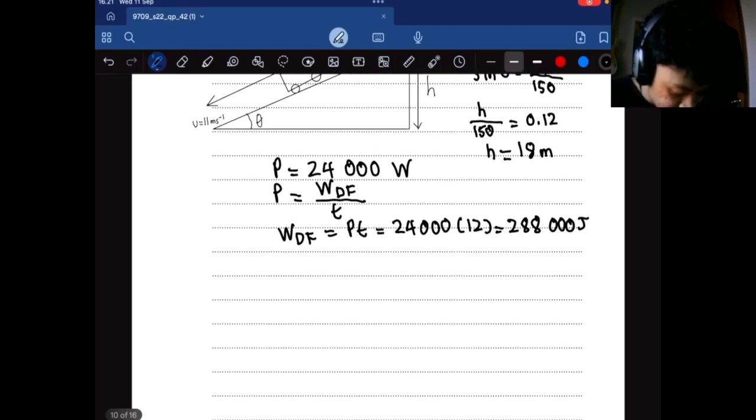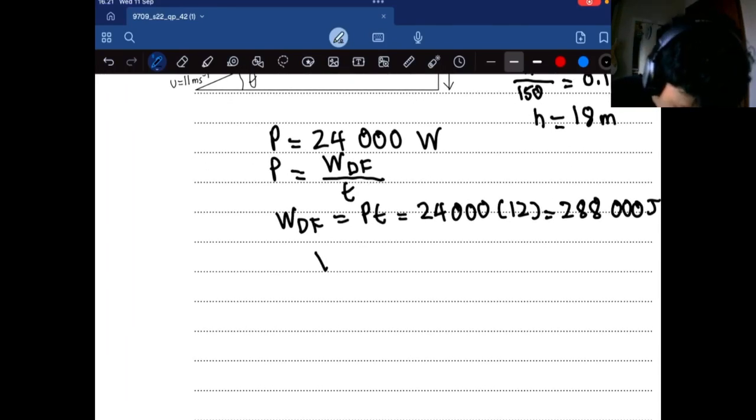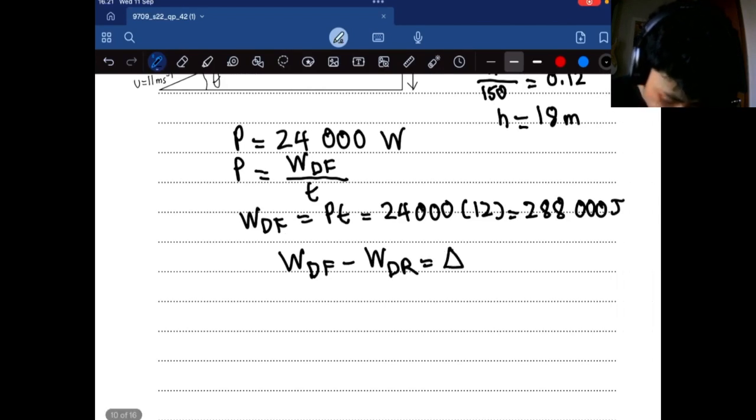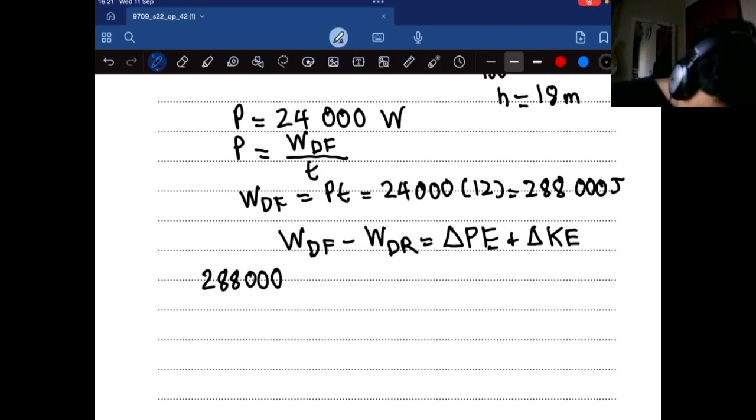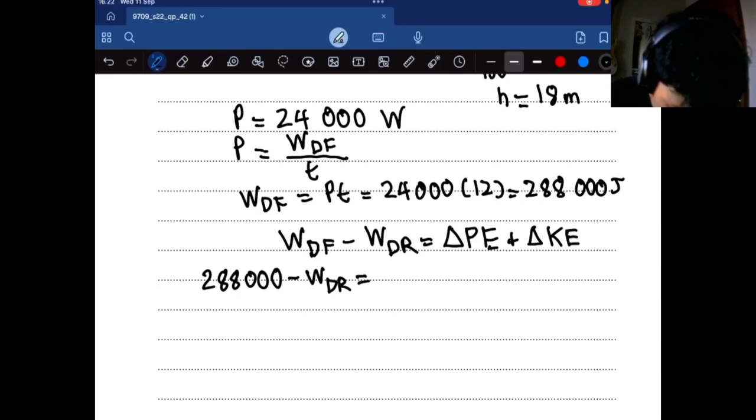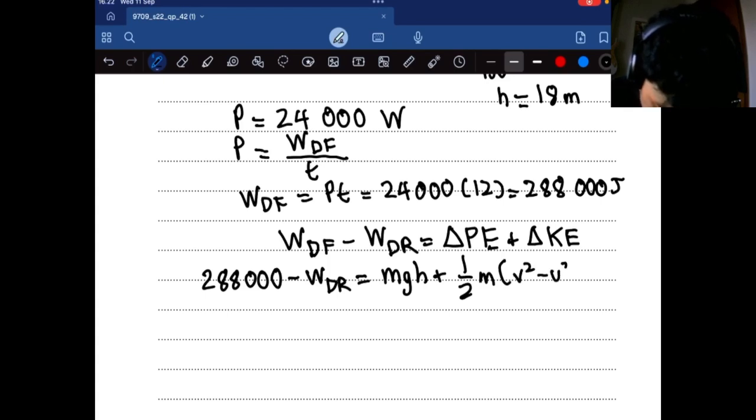In order to do that, we can use the energy method, which is WDF minus WDR, which is what we're trying to find, equals the change in potential energy plus the change in kinetic energy. So we know that WDF is 288,000 minus WDR is equal to mgh plus half m v squared minus u squared.